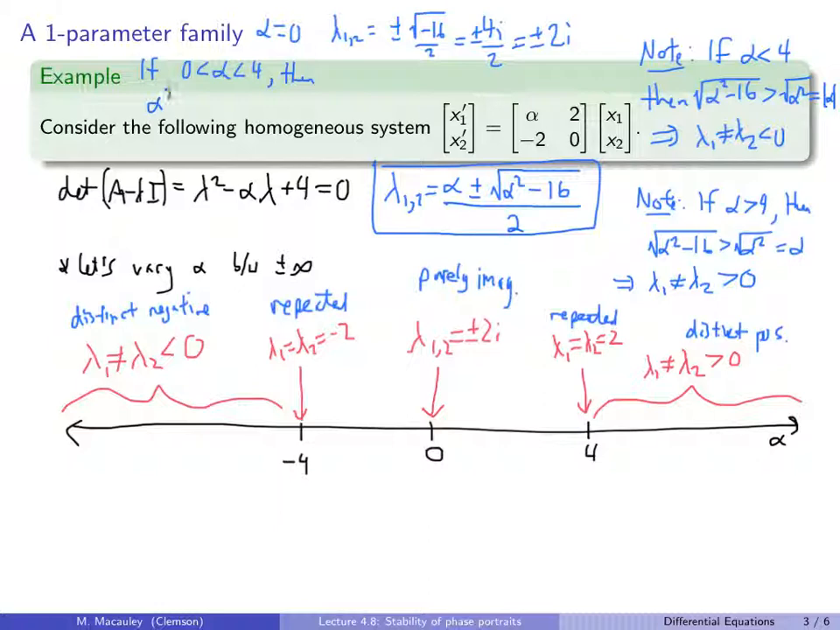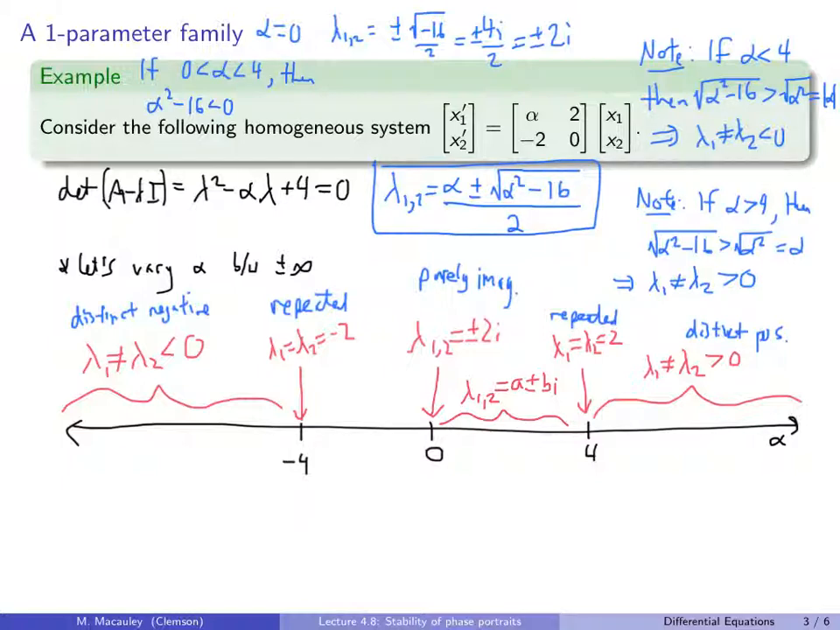So alpha squared minus 16 is negative, and so this is when we have complex roots. So let me, how do I want to do this? In this region we have alpha 1, 2 is a plus or minus bi.